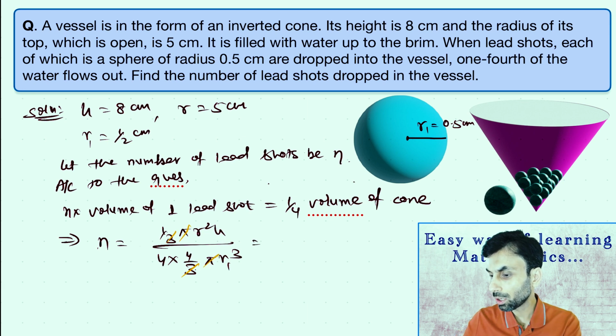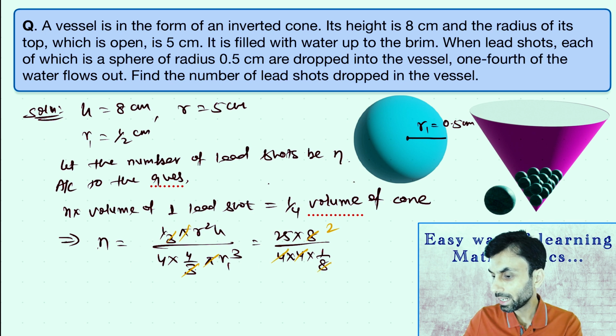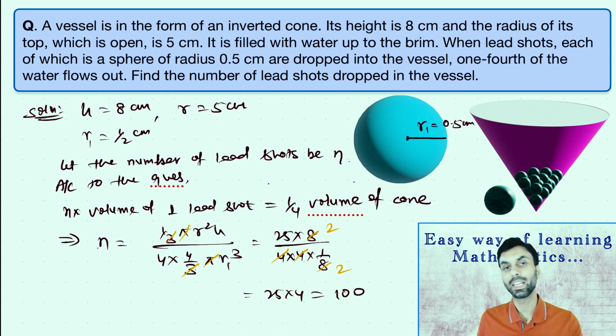So the value of it will be r square, which will be 25 into h is 8 divided by 4 into 4 into r1 cube. The value of r1 is half, that means it will be 1 upon 8. Now we can cancel further. This 4 will cancel 2 times. This 4 and 8 will get cancelled 2 times. So the value of it will be 25 into 4, that will be 100. That means 100 lead shots were dropped into the conical vessel.